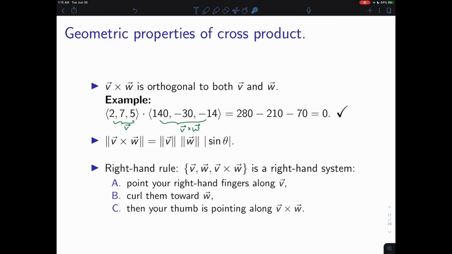And I'm going to cut over to a camera and show you with my hands. But that kind of narrows down the directions, right? V and W are pointing in certain directions. And being orthogonal to both of them narrows down the direction that the cross product can be in. So I'll demo that in real life.